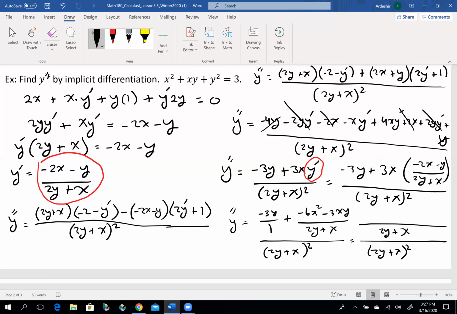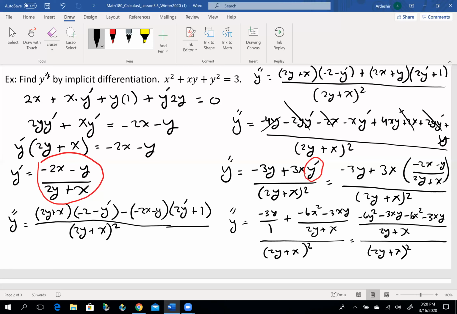So if I multiply 2y plus x by negative 3y, it's going to be negative 6y squared, because again I'm going to multiply 2y plus x by the denominator and the numerator. So it's going to be negative 6y squared minus negative 3y times x, which is going to be negative 3xy, and then I'm going to rewrite the rest, minus 6x squared minus 3xy.